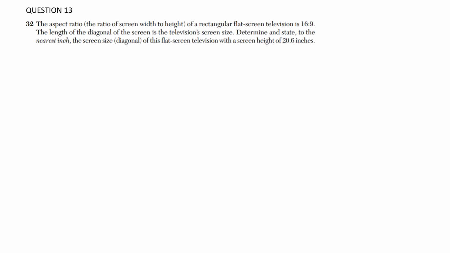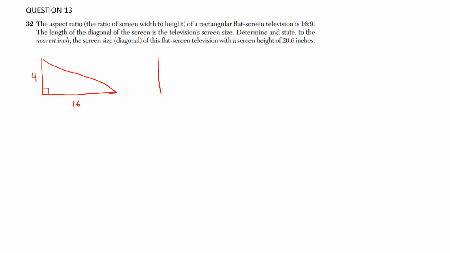All right, so here we start the topic of similarity, right triangles, and trigonometry. So we have the aspect ratio, which is width to height ratio, of a rectangular flat screen television is 16:9. Let's quickly draw that out. It says width to height, so we know the width is 16 and the height is 9. The length of the diagonal of the screen is the television screen size. Determine and state to the nearest inch the screen size of this flat screen television with a screen height of 20.6 inches. So these are just similar triangles, right?